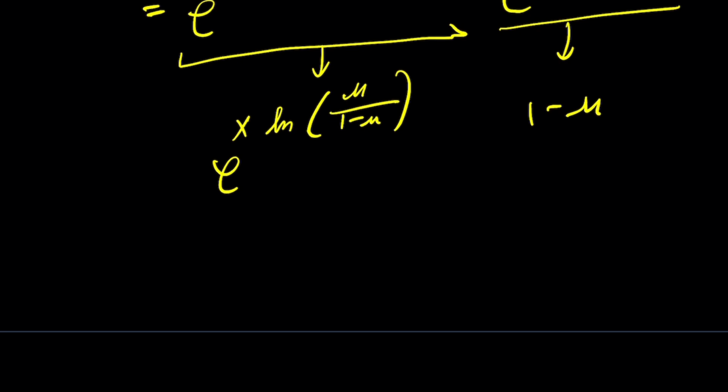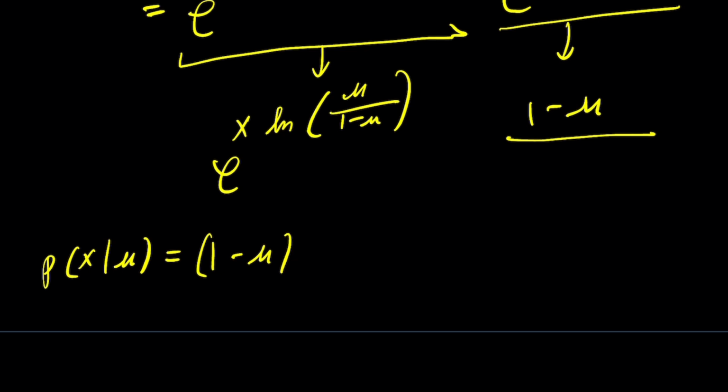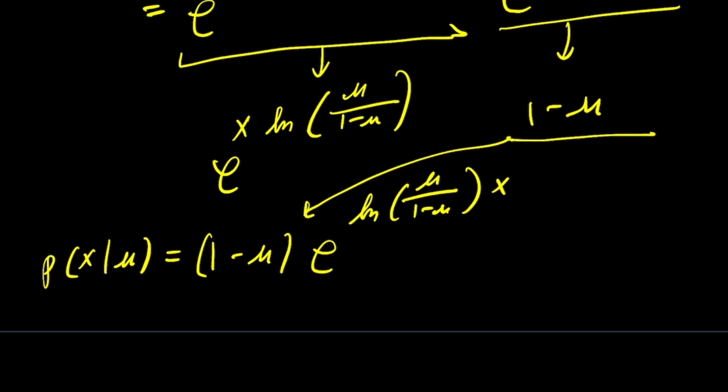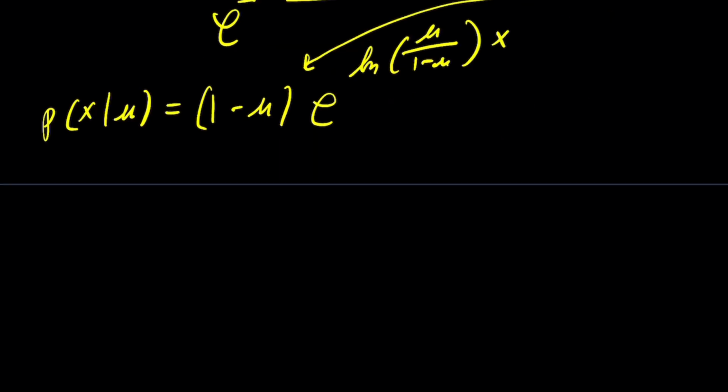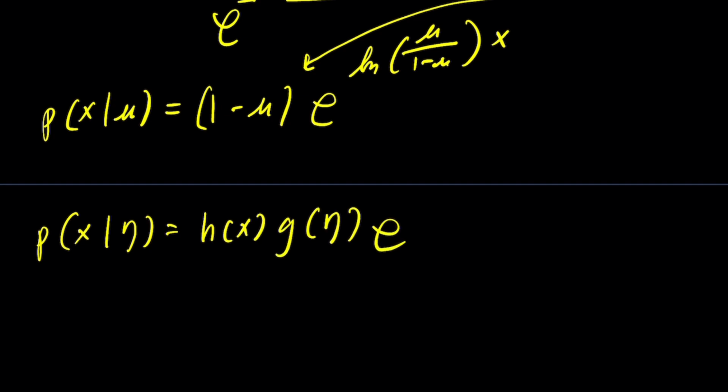So finally, we get the form p of x given mu is equal to 1 minus mu, which comes from here, times e to the ln of mu over 1 minus mu times x. And we just rearrange these terms here. We can now compare this with the general form of the exponential family of distributions, which is p of x given your natural parameter is equal to h of x, g of the natural parameter, e to the natural parameter times n of x.